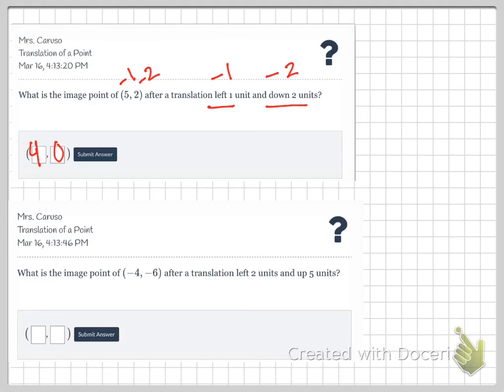All right, left 2, up 5. Left 2, up 5. Negative 2 and a negative 4 is a negative 6. Same sign, sum, keep the sign. Plus 5 and a negative 6 is a negative 1.